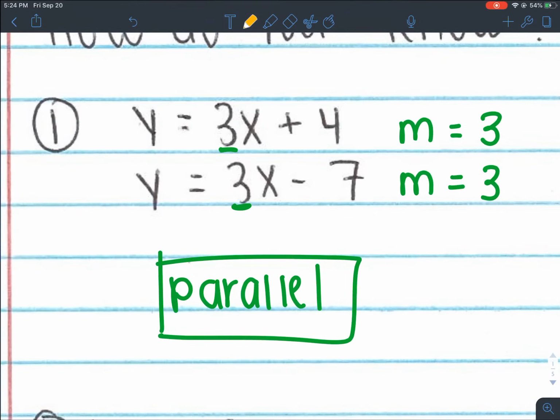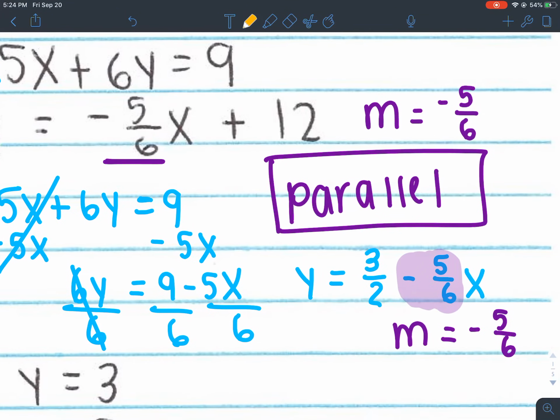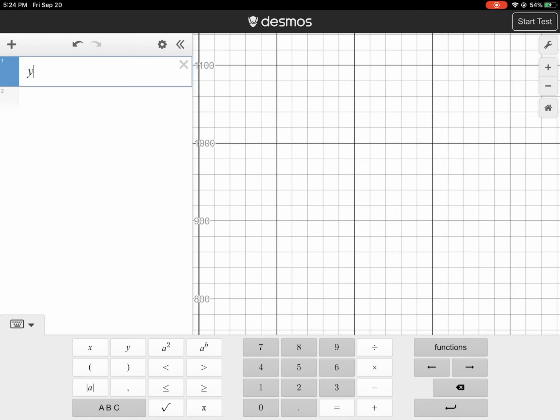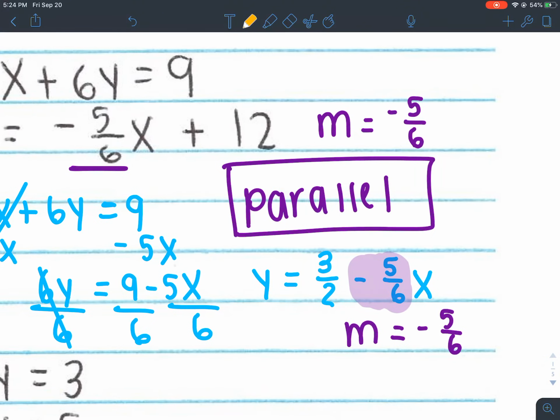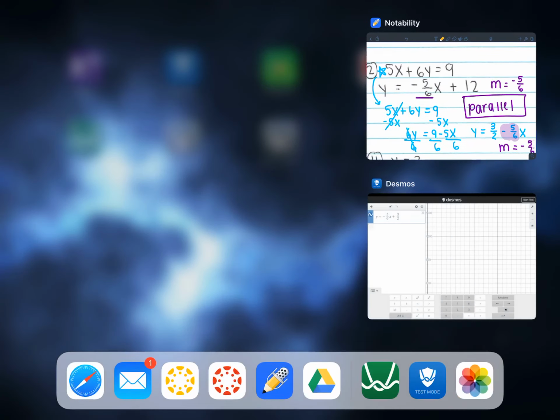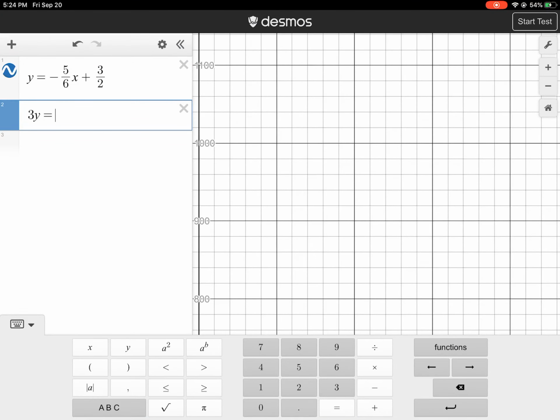Okay, in number 2, my line for the baby blue one, my equation was y equals 3/2 minus 5/6x. Let me plug that one in. I'm going to go ahead and move my slope first, so negative 5/6x plus 3/2. So again, that's my baby blue line over here that I'm graphing. And then I'm going to graph my first line, which was this one right here. y equals negative 5/6x plus 12.